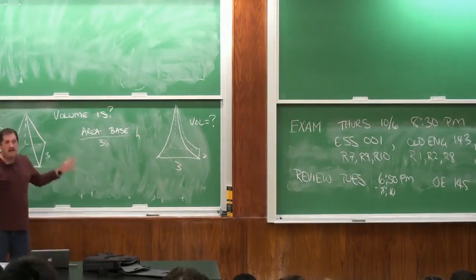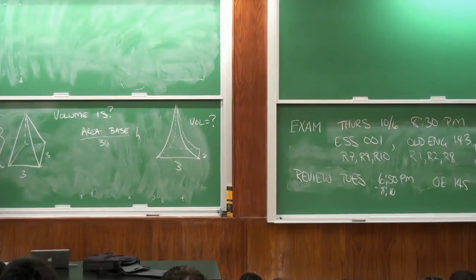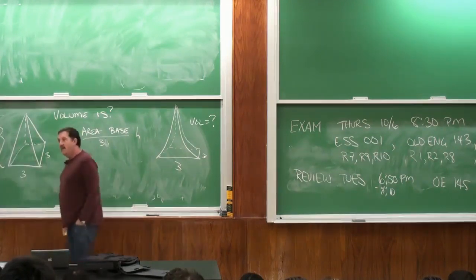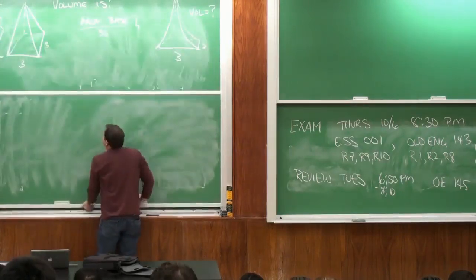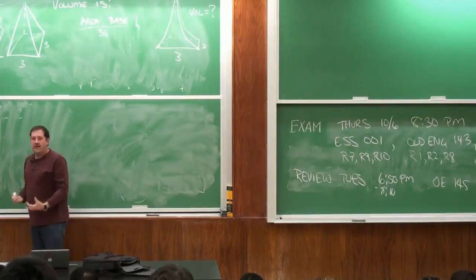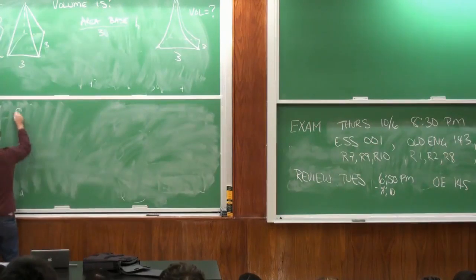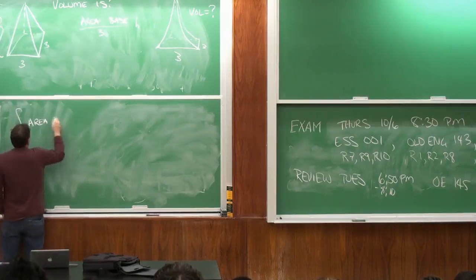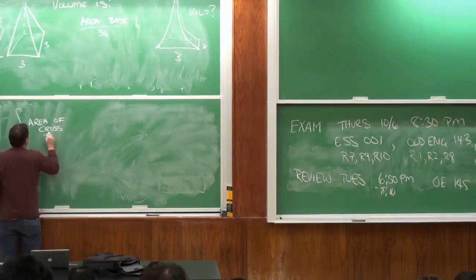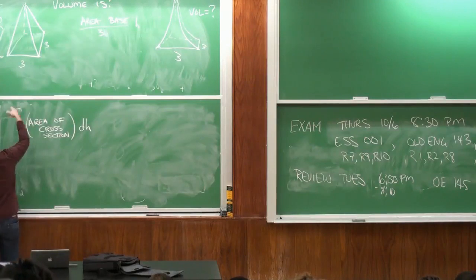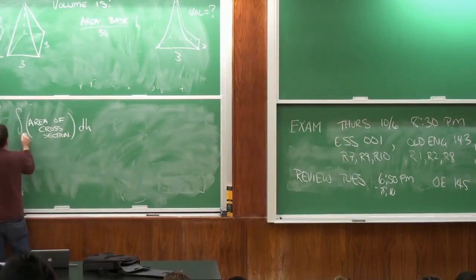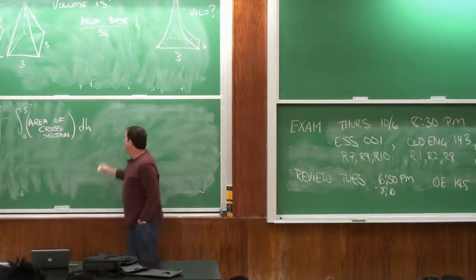So I claim that the same idea works here. What is the idea that works here? Well, it's not times the height. So the idea to think of here is, an integral is a way of adding up lots of little things. So if we integrate the area of a cross section, where the height goes from 0 to the top, I guess these are both 5 tall, this should be the volume.